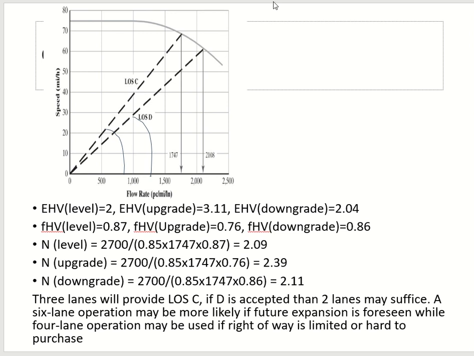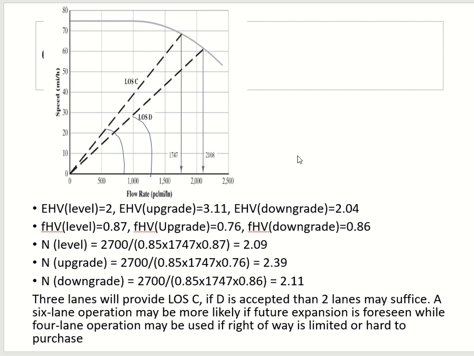For your project, you have to plot for A, B, C, D, E. If you do it for F, you will get extra marks. So wherever the lines intersect, you see the line is intersecting the curve here and here. This is the line for level of service C. This will give you the maximum service flow rate of C. This is the line for level of service D, so this will give you the maximum service flow rate of D. Clear? And these are the values 1747, 2108.